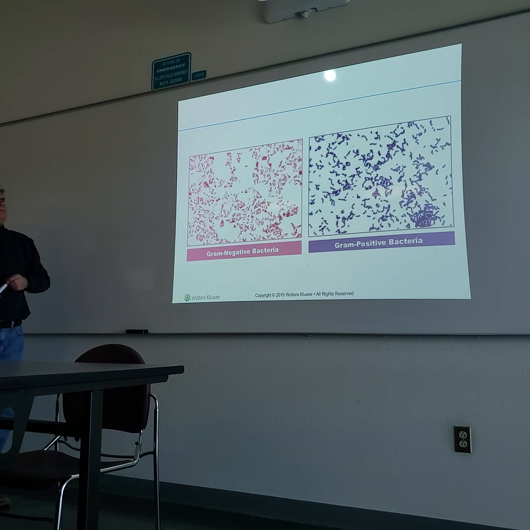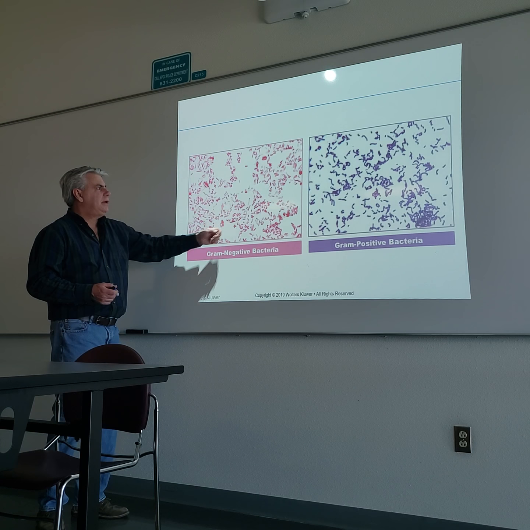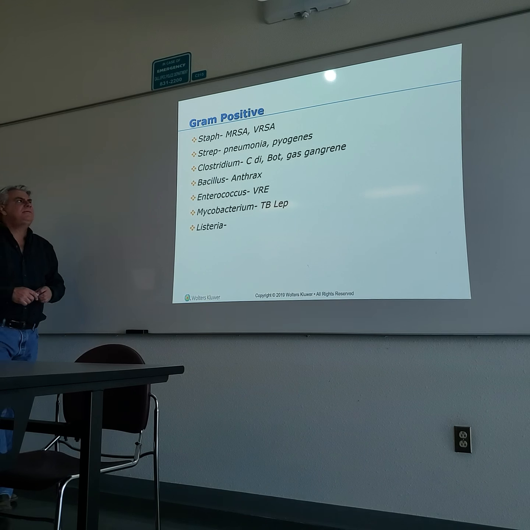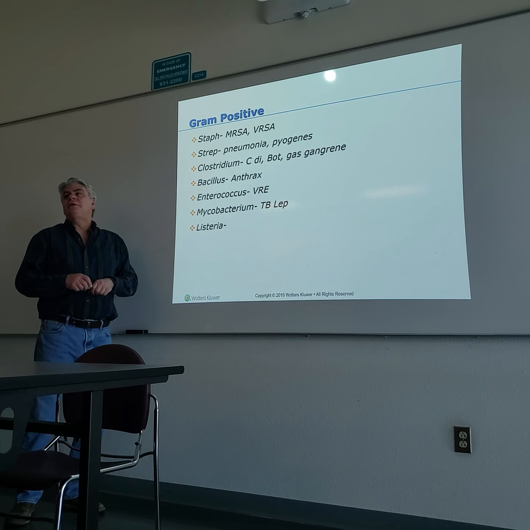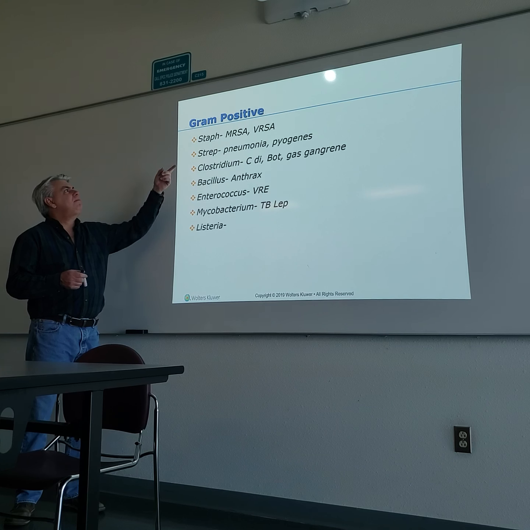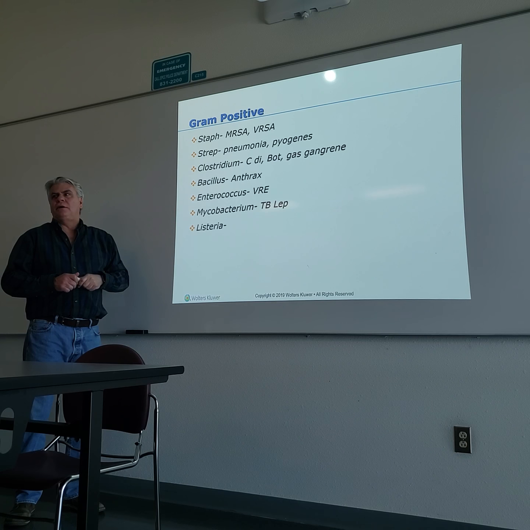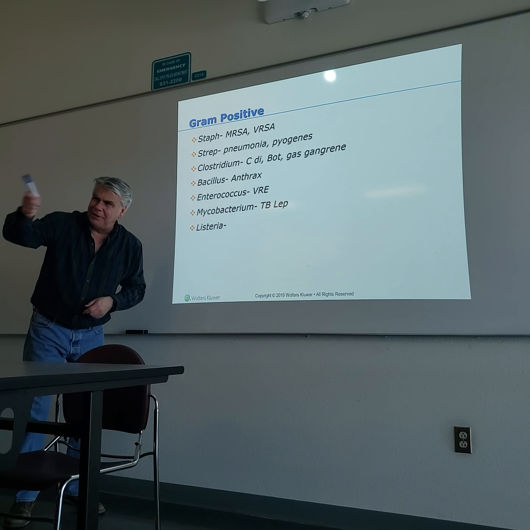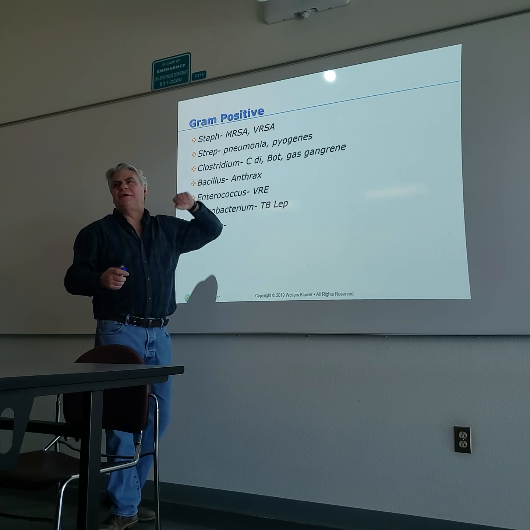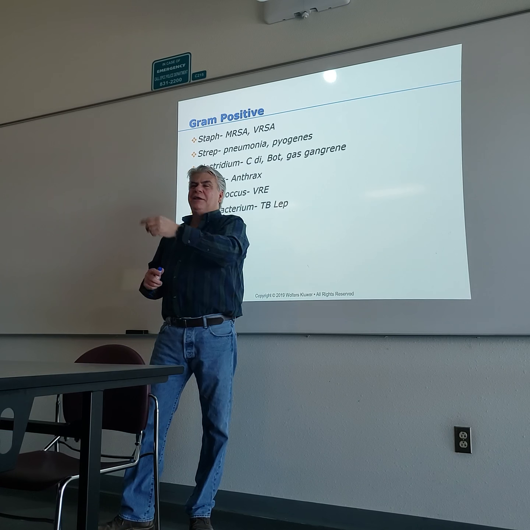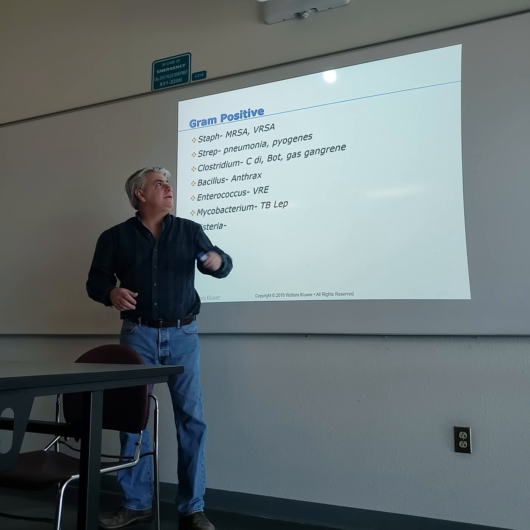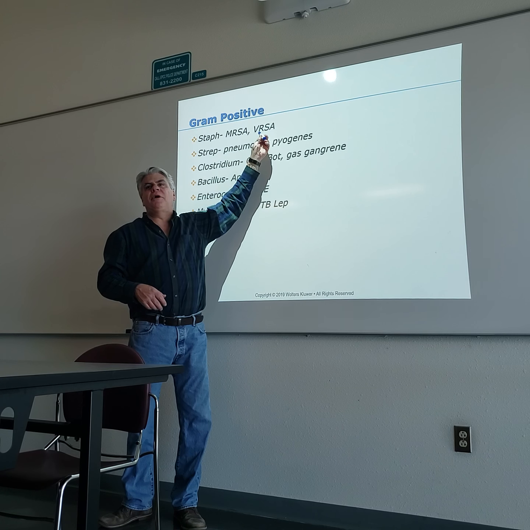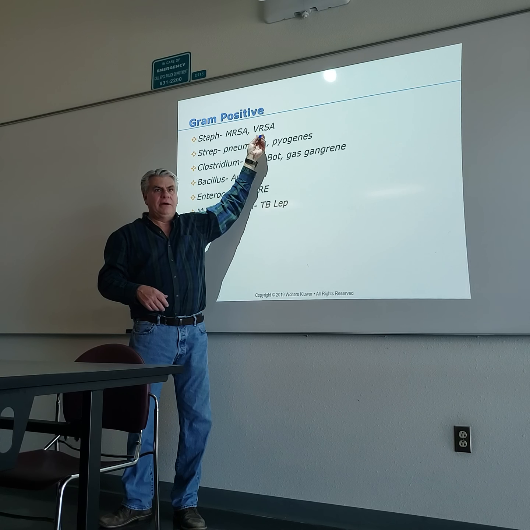Okay. This is the gram-negative slide, this is gram-positive. These are some examples of gram positive. What is MRSA? Good. Staph aureus. What's VRSA? Vancomycin resistant Staph aureus. This one's way worse. But VRSA is becoming very prevalent in hospitals now.